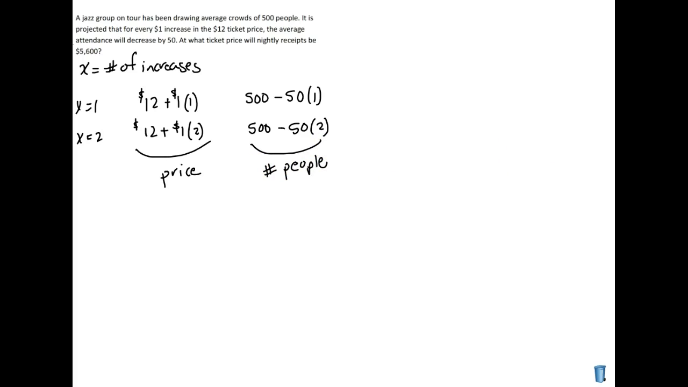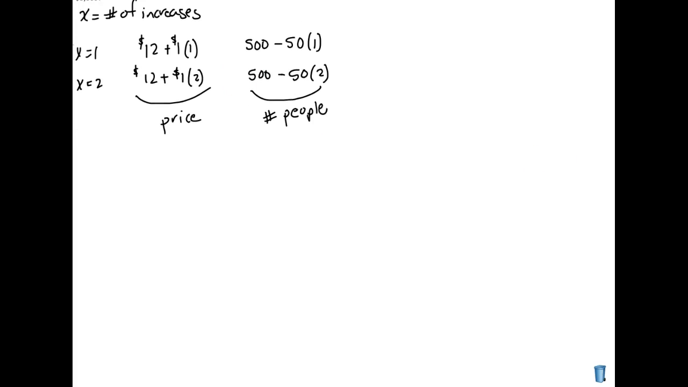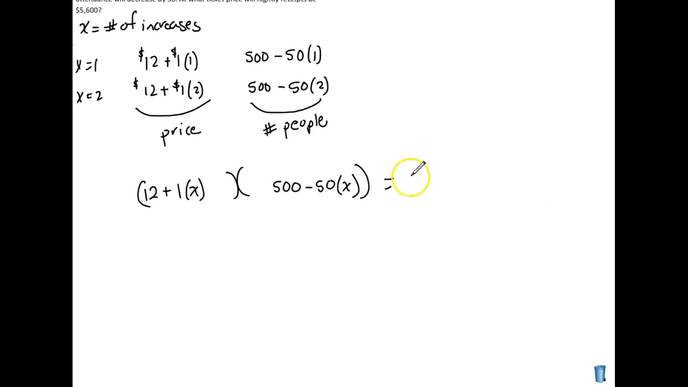Right? Well, we said what happens when we increased it 1 time, and 2 times. Now we're just saying in general, we're increasing it some x number of times. Similarly, we're going to be decreasing the number of people who attend by 50 times some x number of increases that we make in our price. We multiply the price times the number of people, and that gives us the total amount of nightly receipts we are hoping to bring in, which in this case would be $5,600.